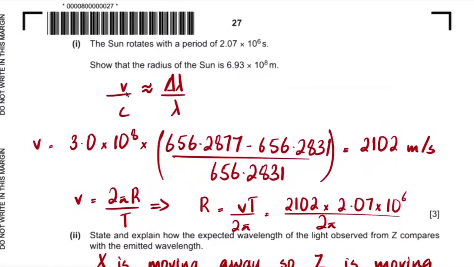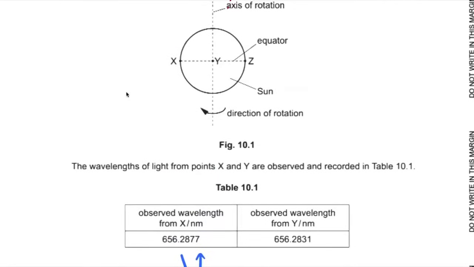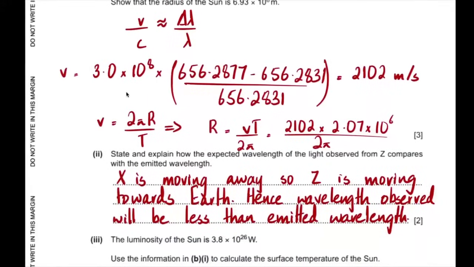State and explain how the expected wavelength of light observed from Z compares with its emitted wavelength. Now, it's talking about light from Z. I already know that light from X is increased in wavelength. So light from Z must be reduced in wavelength, because if the Earth is at the center, then Z is actually moving towards the Earth. Right? Z is moving towards the Earth. So I can say that if Z is moving towards the Earth, the frequency would be more, so the wavelength would be less.